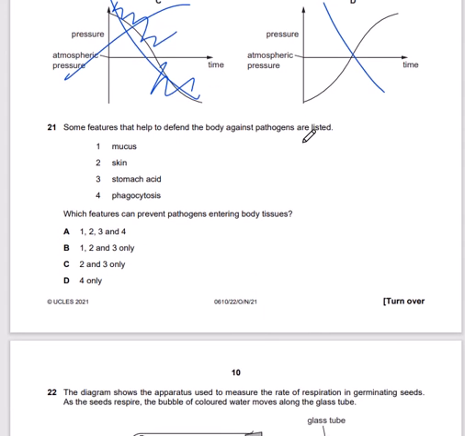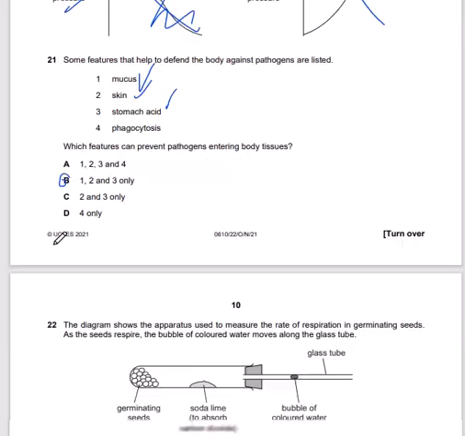Some features that help to defend the body against pathogens are listed. Which features can prevent pathogens entering the body tissues? Mucus present in the trachea and the nose. Skin prevents the pathogens entering. Stomach acid kills the bacteria before entering the body tissues in the stomach, such as HCl. Phagocytosis happens along the blood, along the body tissues, so that's not the answer. So it's B.